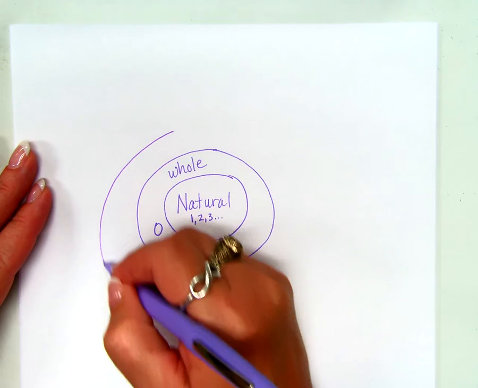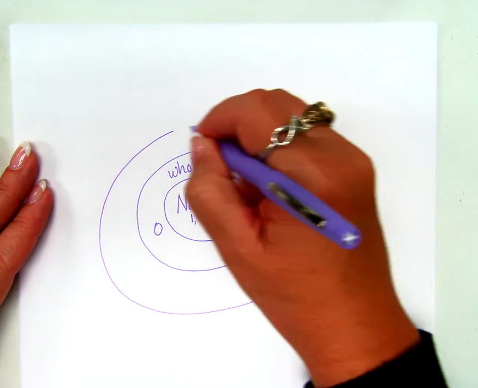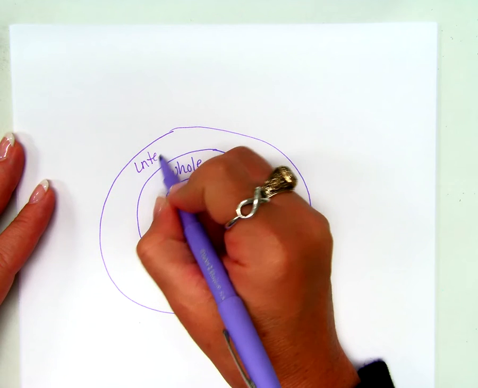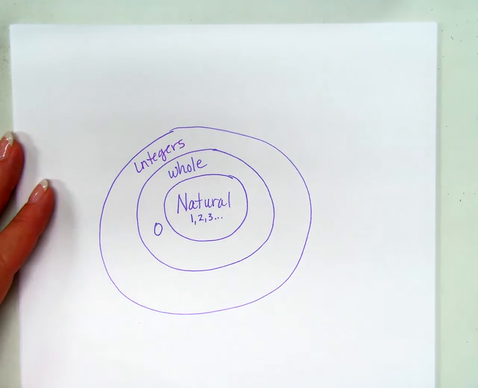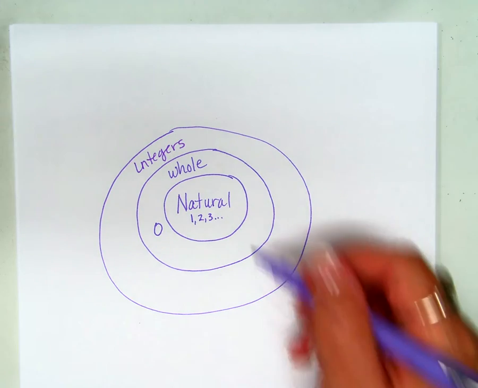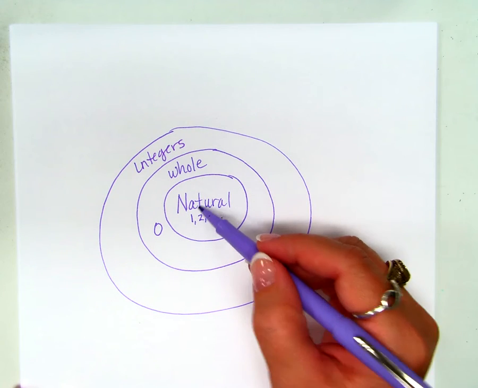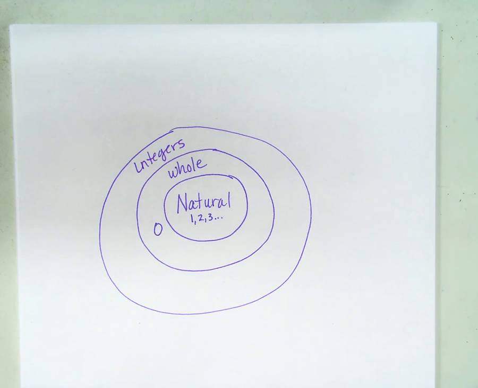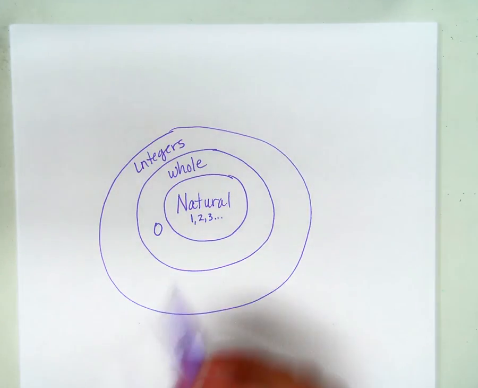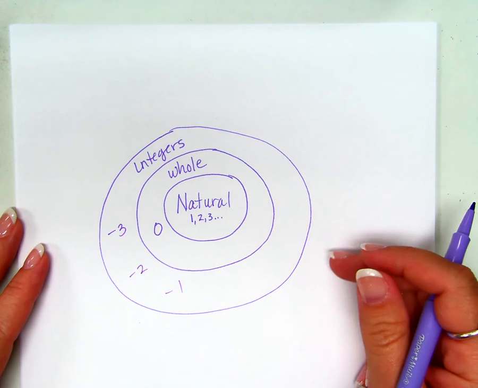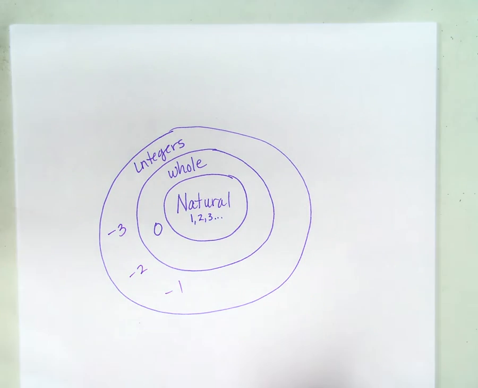Then there are some more numbers that include all the numbers we've talked about so far. And they're called integers. So everything inside this circle right here is an integer, as well as being some things that are more specific. But what do integers include that whole numbers do not? Close, and yes. -3, -2, -1, and so on.